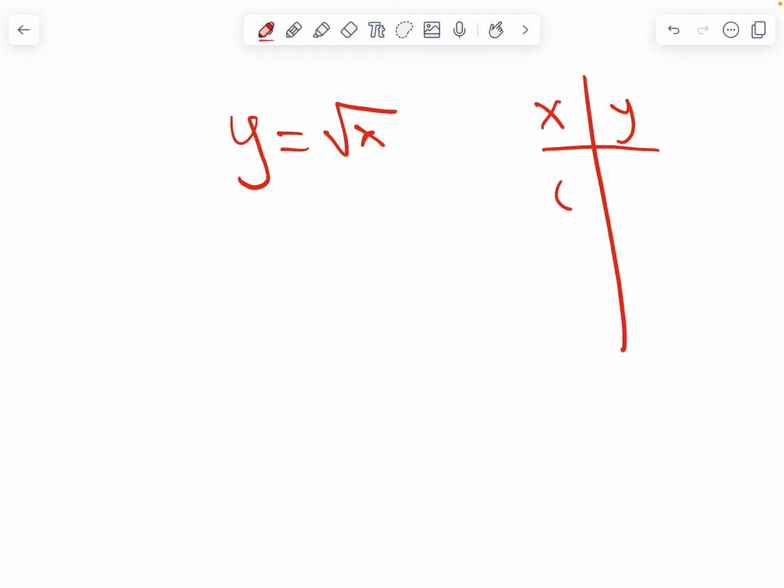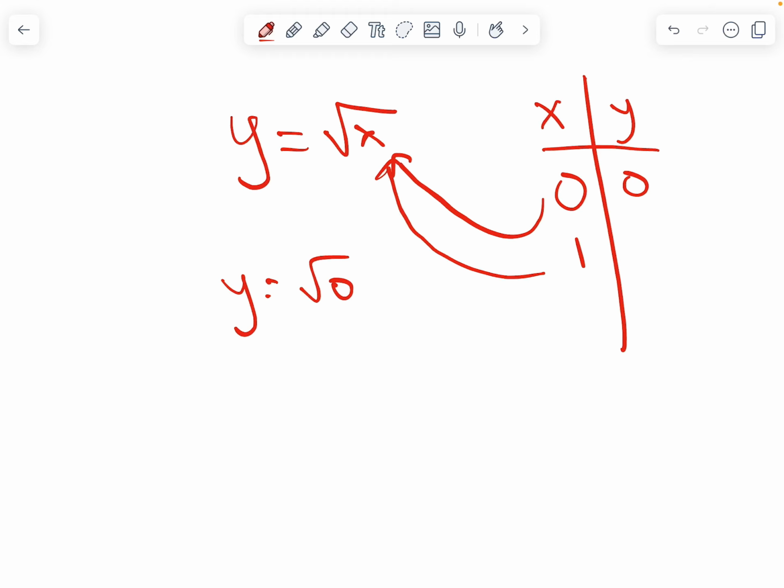So if we choose 0 and we plug it in here, we get y equals the square root of 0, and the square root of 0 is just 0. If we choose 1 and we plug 1 in there, then we get y is equal to the square root of 1, and the square root of 1 is 1. If we choose 2 and we plug it in here, then the square root of 2 is not going to be an even integer, it's going to be a decimal, which is 1.4 and change.